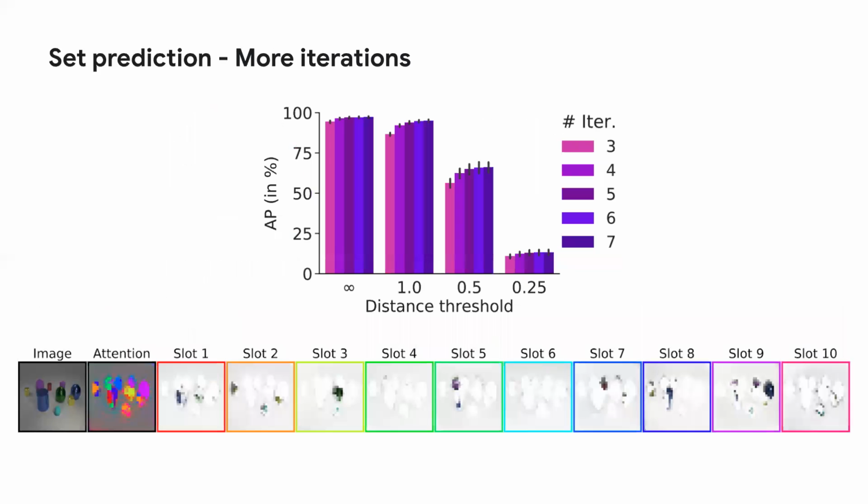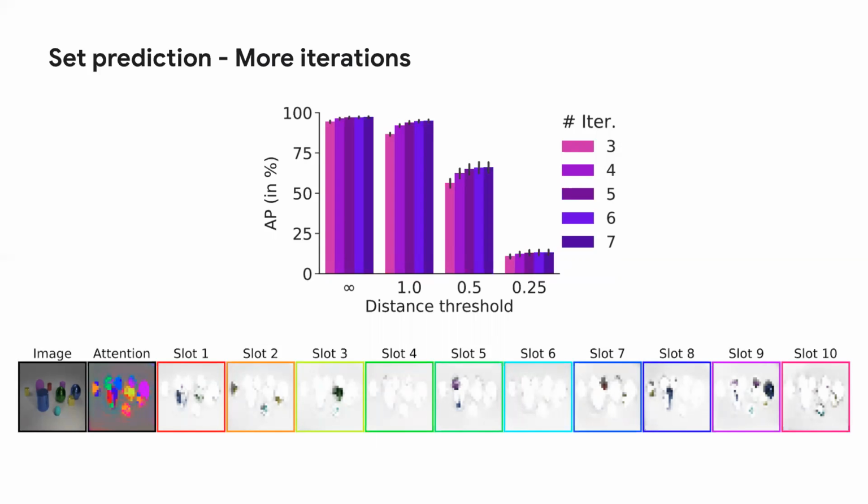Now there are basically two things you can change. The first one is more iterations. We train slot attention with 3 iterations, but at test time, you can increase the number of iterations. As you see in this bar plot on top, the performance typically goes up, meaning that slot attention generalizes well to more iterations. And here on the bottom, you can see how the masks evolve during the different iterations.